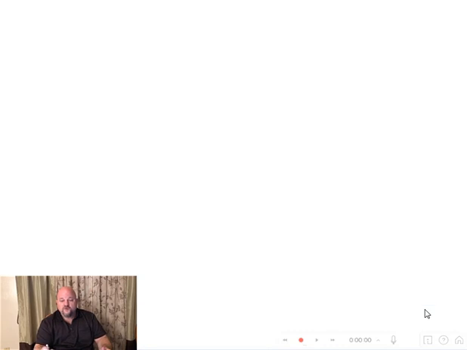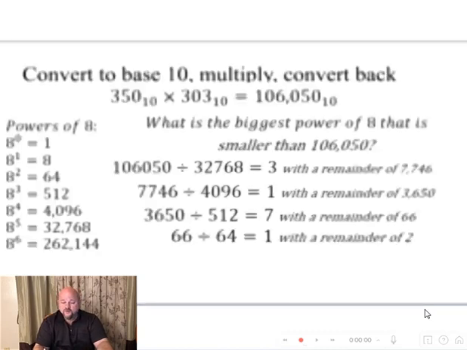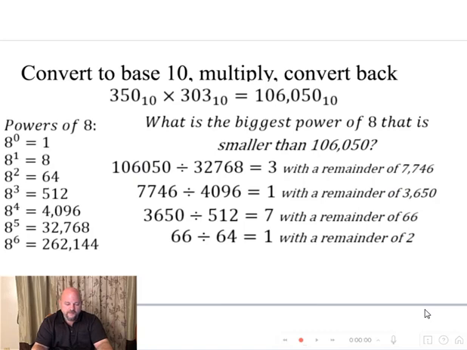And then you take that 3,650 and you divide by the next lowest power of 8, which is 8 to the third. And this goes in 7 times with a remainder of 66. So you take the 66 and you divide by the next lowest one, which is 8 to the second power. 66 divided by 64 goes in 1 time with a remainder of 2.